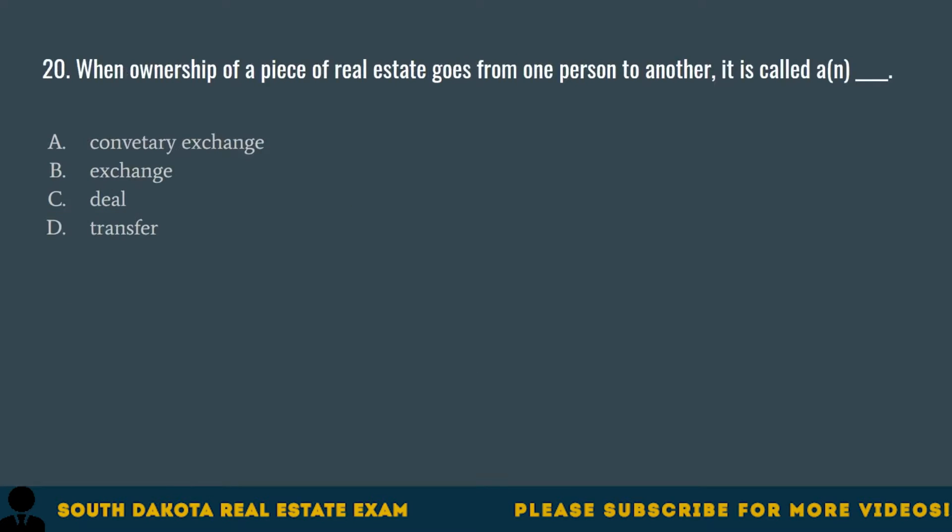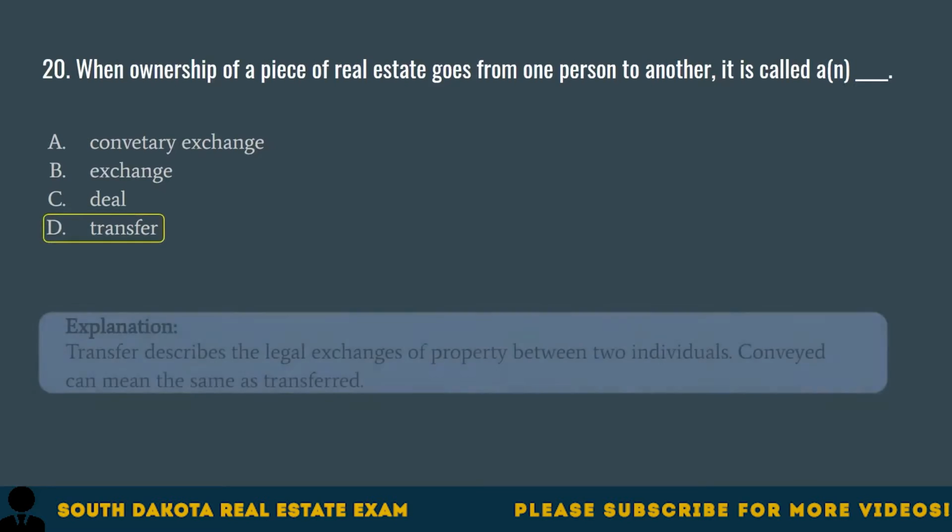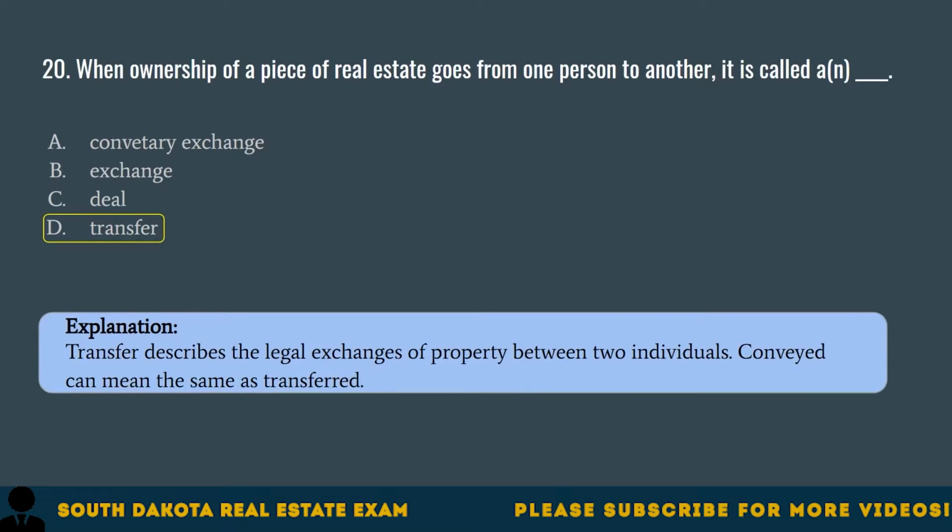Question 20. When ownership of a piece of real estate goes from one person to another, it is called an A. Convertary exchange. B. Exchange. C. Deal. D. Transfer. The correct answer is D. Transfer. Transfer describes the legal exchanges of property between two individuals. Conveying can mean the same as transferred.